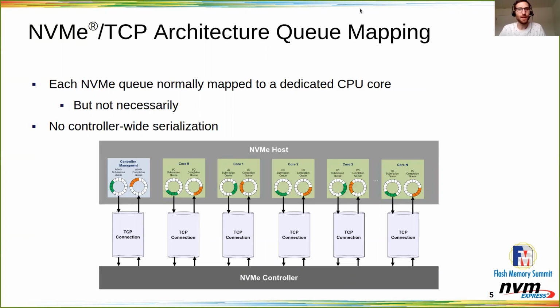Each of these queues is usually mapped to a dedicated CPU, but not necessarily. It could be more, it could be less. But the point is that there is no controller-wide serialization. Every queue is not dependent on a shared state with other queues, which makes it extremely parallel. In the diagram here, it's a standard diagram that's been shown before about the set of queues. You have the admin queue between a host and the controller, and then a set of IO queue pairs, which are submission and completion queues. In NVMe TCP, each of these queues maps to a bidirectional TCP connection.